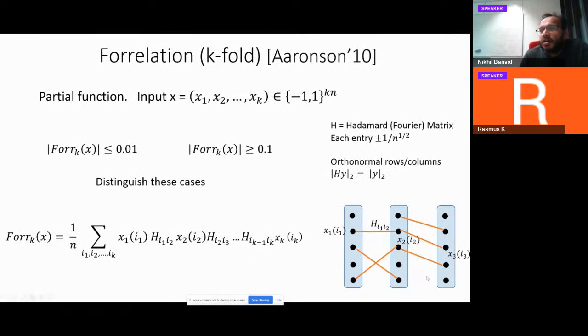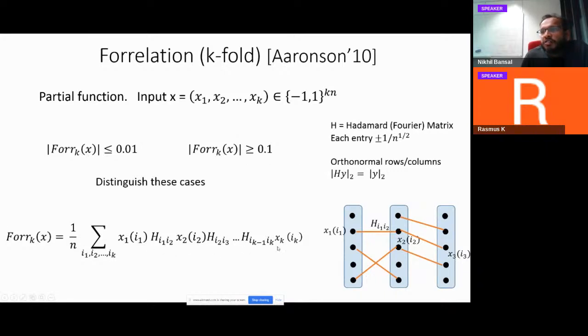Good. And then there is the k-fold correlation, which they conjectured to give this k over 2 versus n to the 1 minus 1 over k gap. We'll revisit this later. Now this is a bit more messy function. Here you have k blocks of n bits, so the input is in minus 1, 1 to the kn. And again, you want to distinguish whether this correlation function is very small or very big.